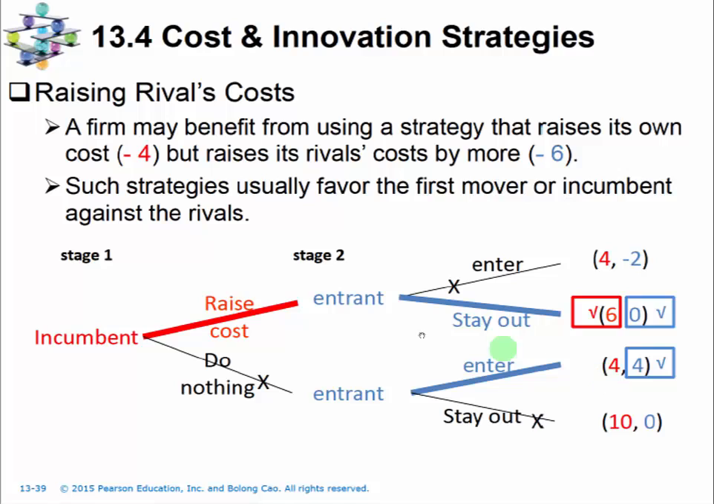But if it increases the rival's cost, the rival will stay out of this market and the incumbent can make 6. And 6 is higher than 4. So the incumbent decided to lobby the government and raise the regulatory cost for the rival to enter into this market.